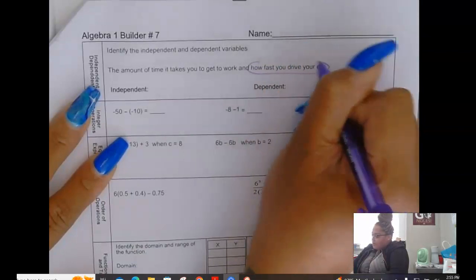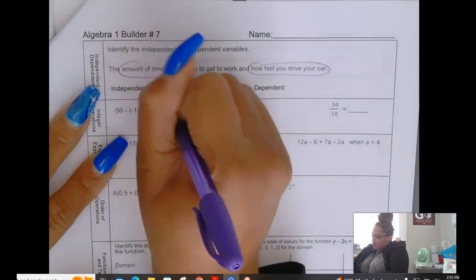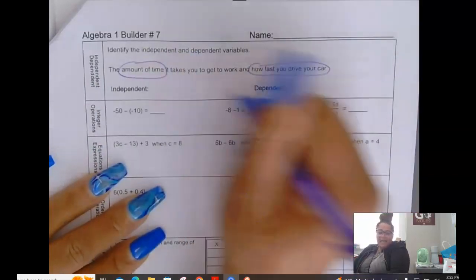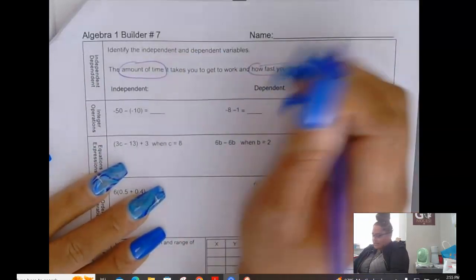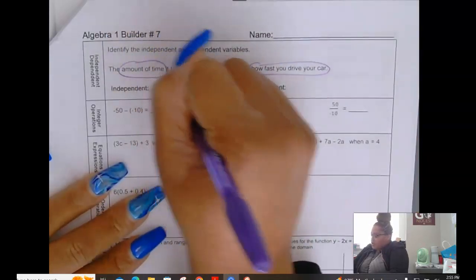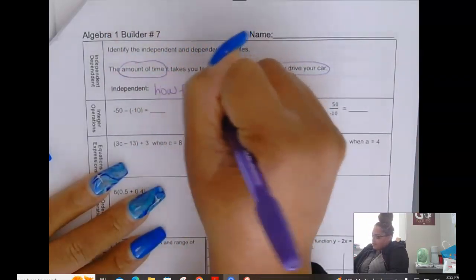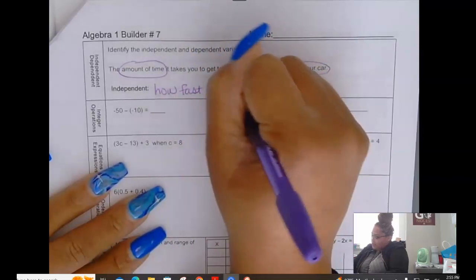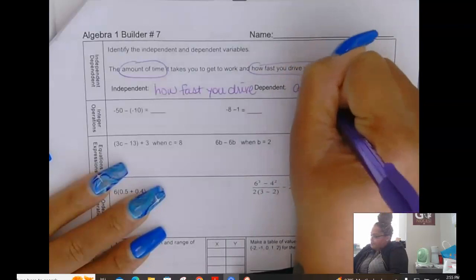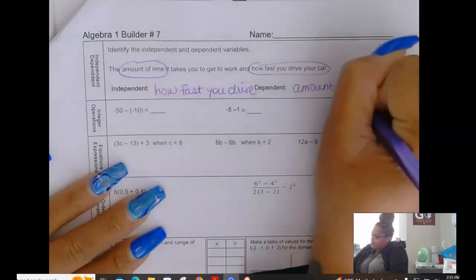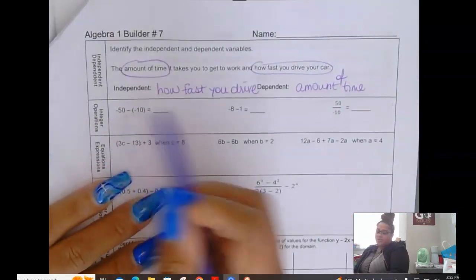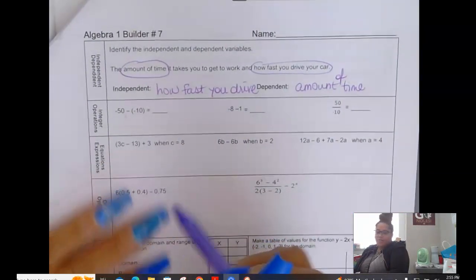So one of these is controlled and one of them is not. I can control how fast I drive my car. I cannot control the amount of time that passes once I am driving. So how fast you drive controls the amount of time it takes to get there. Amount of time.